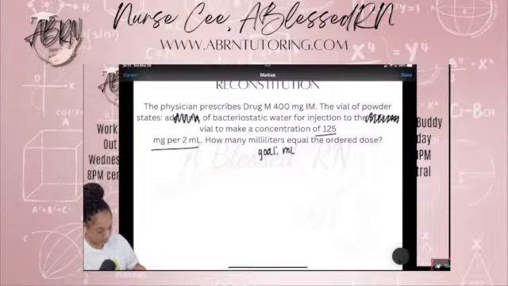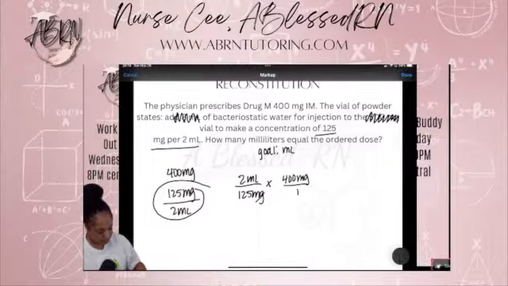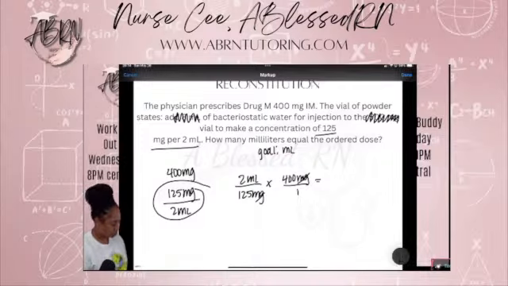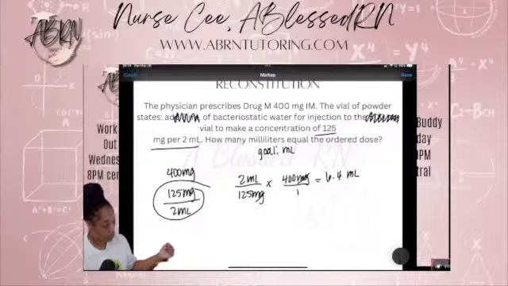So we are looking for milliliters. We know we have ordered 400 milligrams and we have 125 milligrams per 2 ml. I'm looking for milliliters, so I will do 2 milliliters per 125 mgs times my 400 milligrams that's ordered. Milligrams is crossed out. We'll do 400 times 2 divided by 125, which will be 6.4 milliliters.